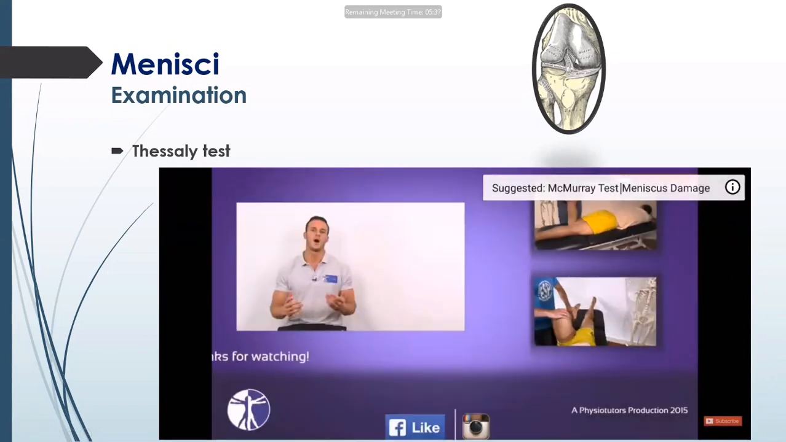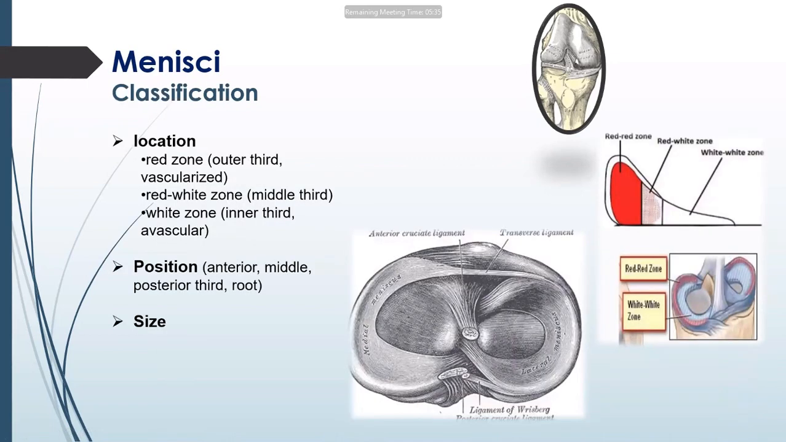So this is the examination for a patient with meniscal injury. Now we have to classify them. We can classify the meniscal injury according to the location, the position, or the size. The location, as we said before, is whether it is in the red zone, red-white zone, or the white zone. We can classify according to whether it is in the anterior horn, the body, or the posterior horn, or according to its large or small size.